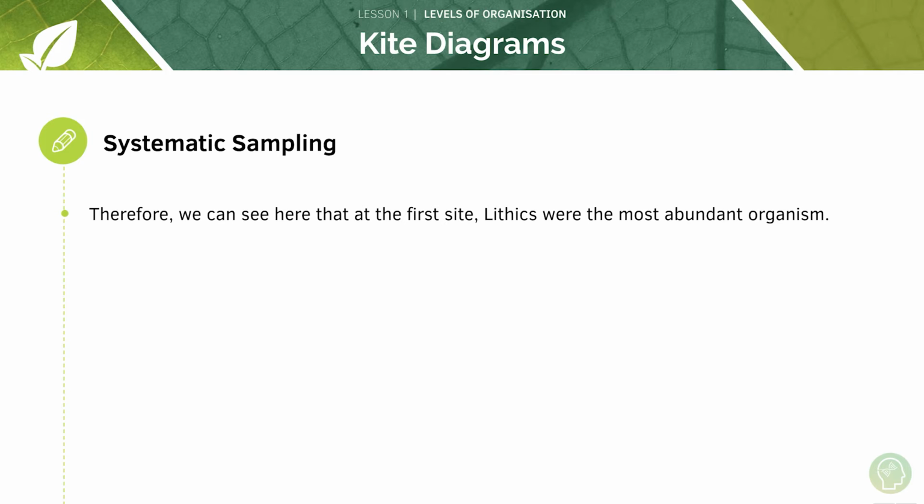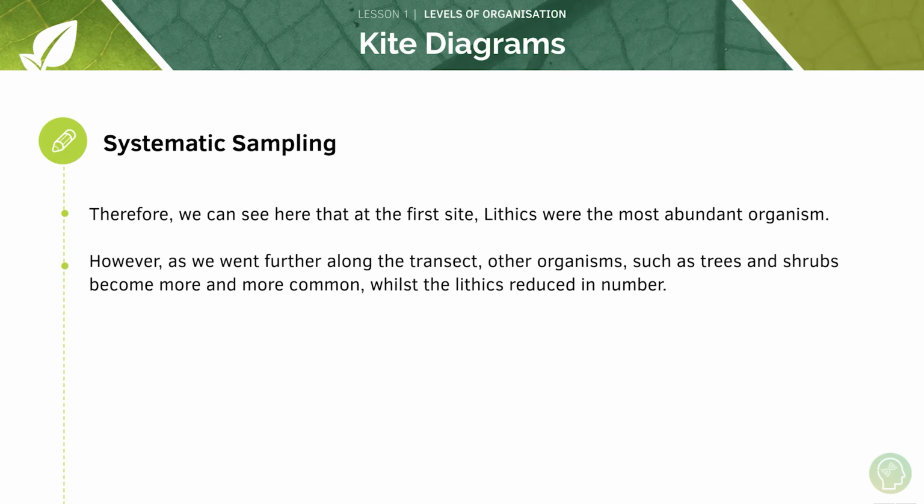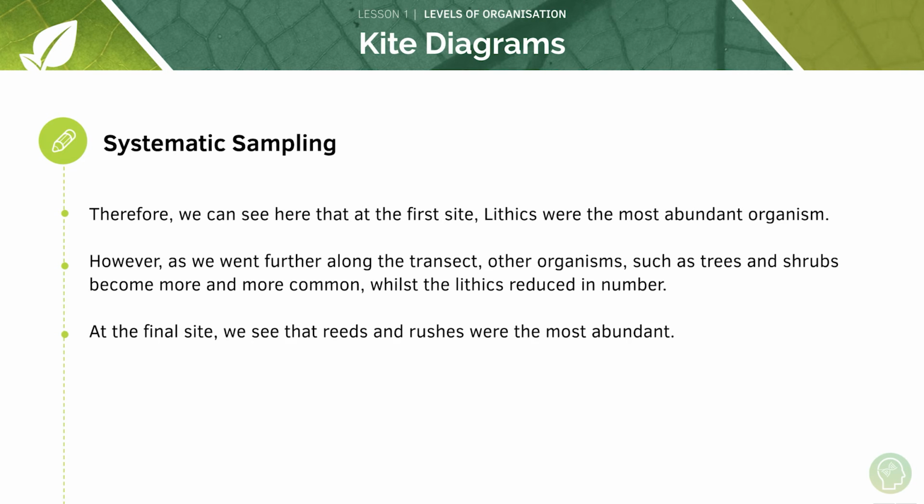So therefore we can see here that at the first site, lichens were the most abundant organism. However, as we went further along the transect, other organisms such as trees and shrubs became more and more common, whilst the lichens reduced in number. And at the final site, we see that reeds and rushes were the most abundant.